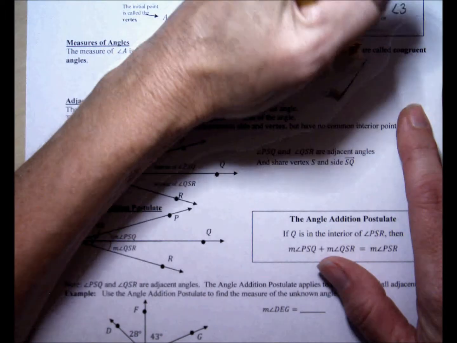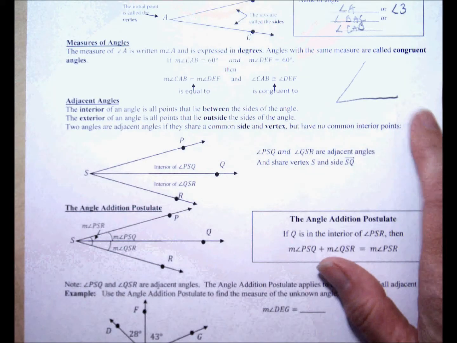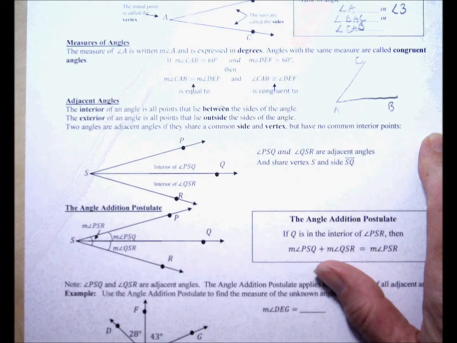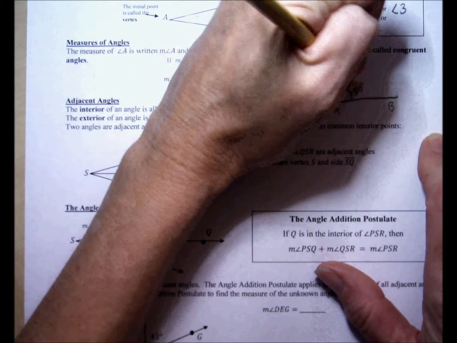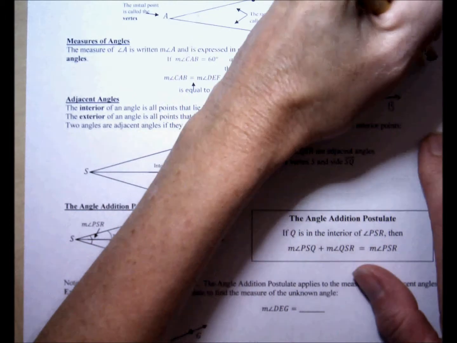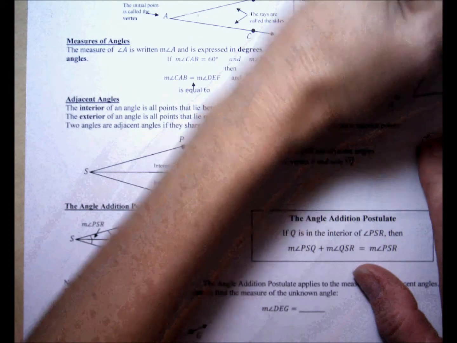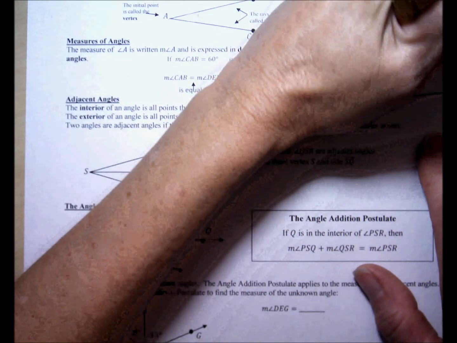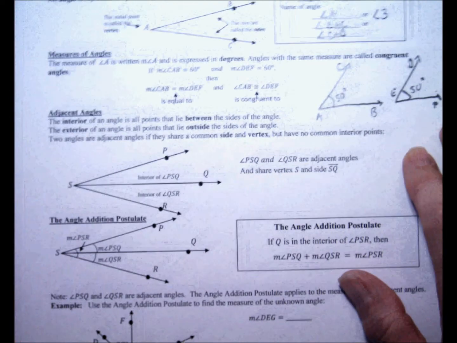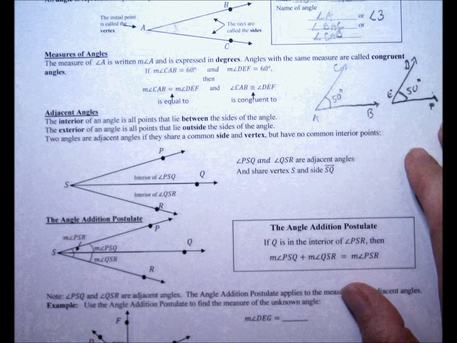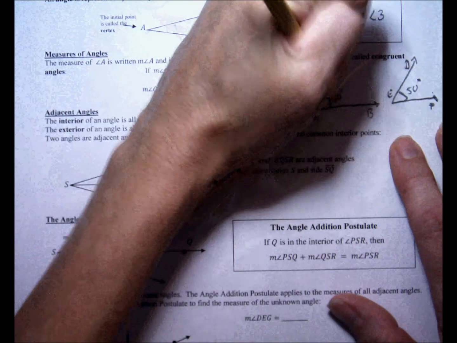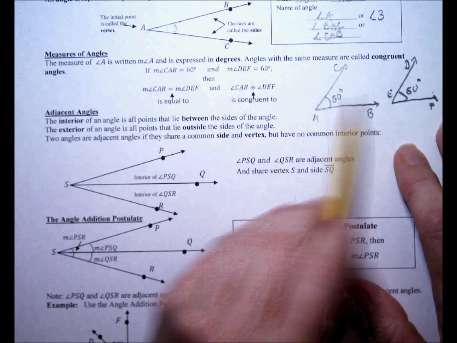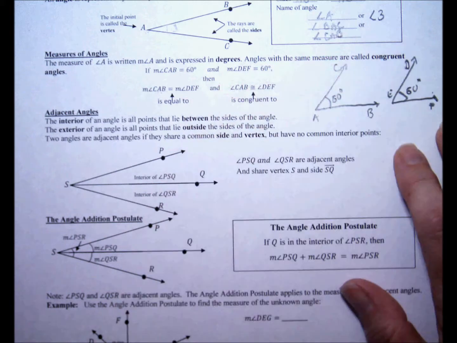So if you have angle BAC or CAB, and let's say that's 60 degrees, and you have angle DEF, and it's 60 degrees, then those are congruent angles. They have the same measure, so they're congruent. Their measures are equal.